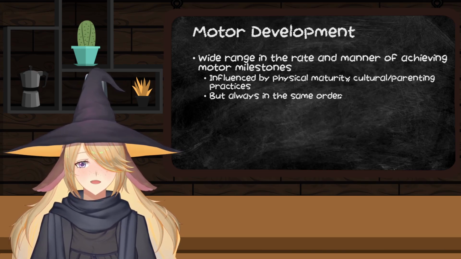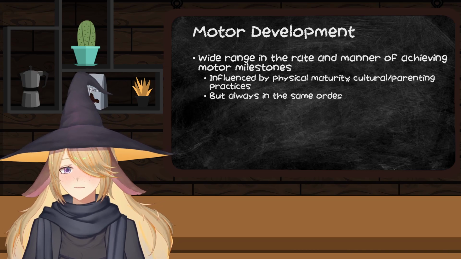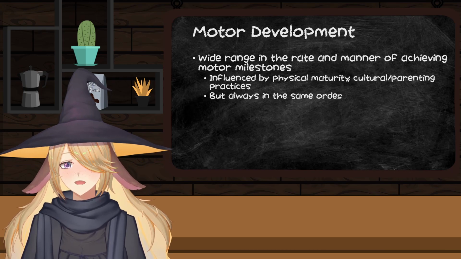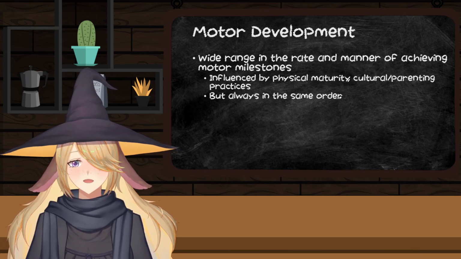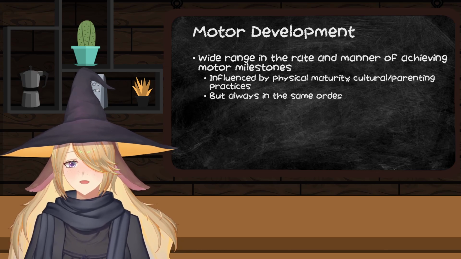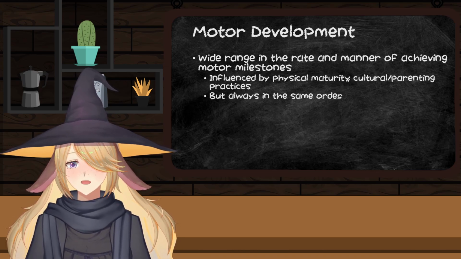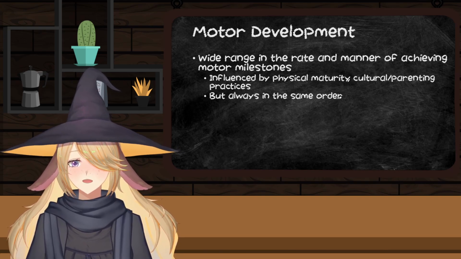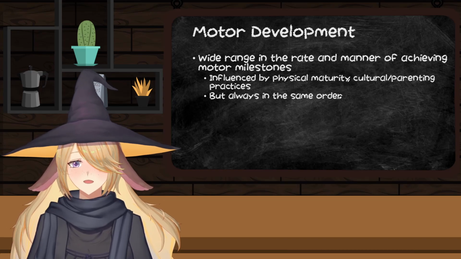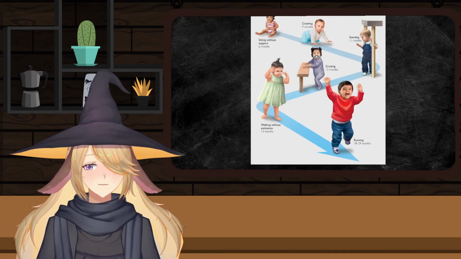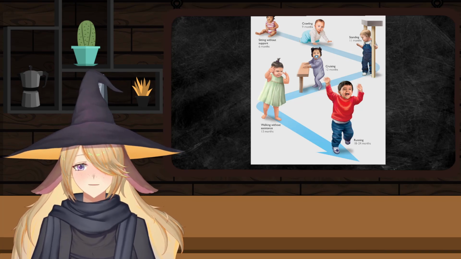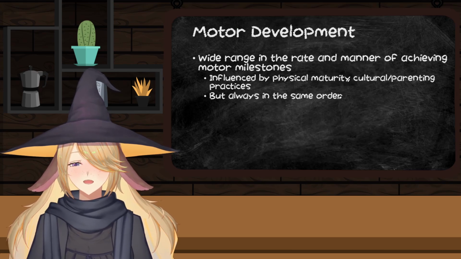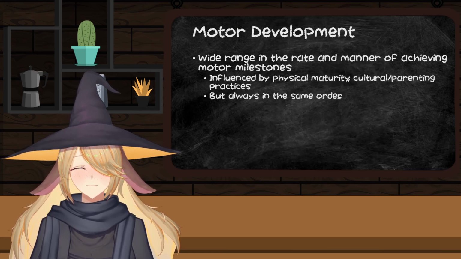So there is a wide range in the rate and the manner of achieving motor milestones, but it turns out that we tend to hit them in the same order, and they can be influenced by physical maturity, cultural or parenting practices. So if someone is really encouraging their kid to walk and really working on developing the muscles and coordination skills that a child needs, maybe they'll hit walking or running earlier than another child. But generally, the same goalposts have to be hit in order for a child to be able to get to that point where they can run.